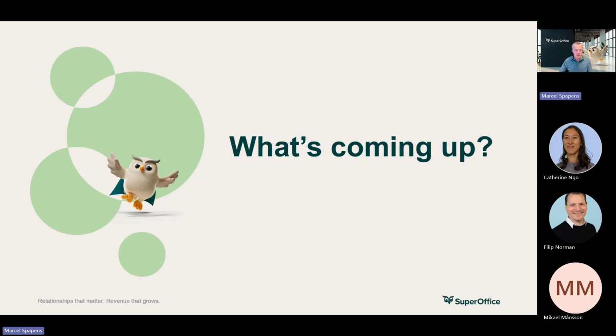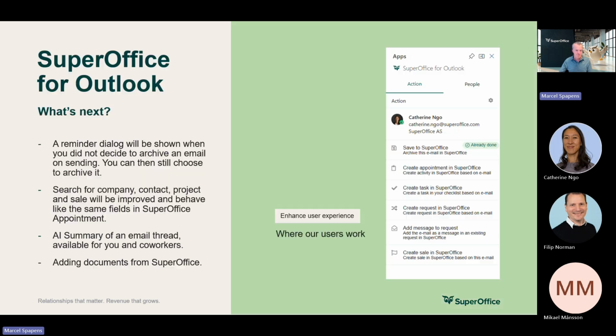And then one last thing that I would like to show you is what is coming up with SuperOffice for Outlook. There will be a reminder dialog that we will be releasing during the summer. A reminder dialog that will be shown when you decide not to archive an email before sending it. And this dialog will then still give you the option to archive it to SuperOffice. We are improving the searching for companies, contacts, projects, and sales, and it will behave more like, or exactly the same as, what you are used to in the SuperOffice appointment dialog.